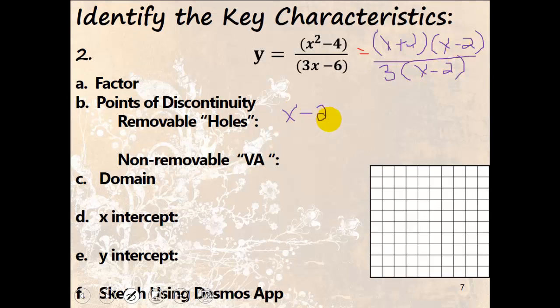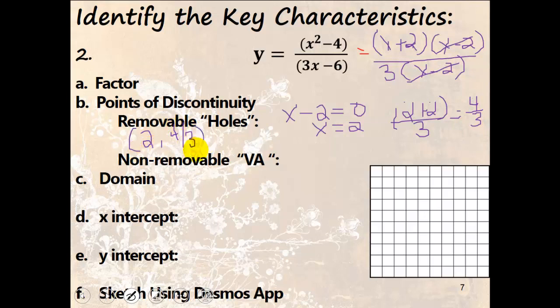x minus 2 equals 0. Set it equal to 0. So x is equal to 2. That's where your hole is, okay? So now to find the height of the hole, here's what I'm going to do. I'm going to plug it in to what's left of my expression after I cancel those factors out. So I'm going to get 2 plus 2 divided by 3, which is equal to 4/3. So my removable hole is going to be at 2, and then the height is 4/3. Because we're going to want to mark that on our graph.